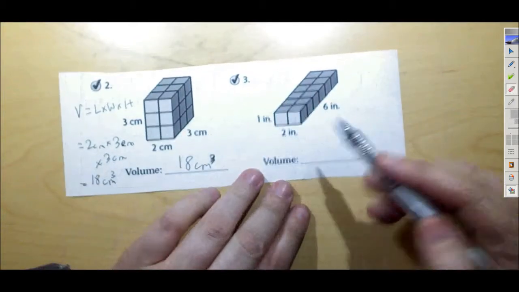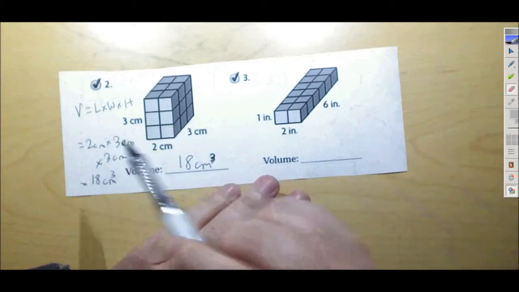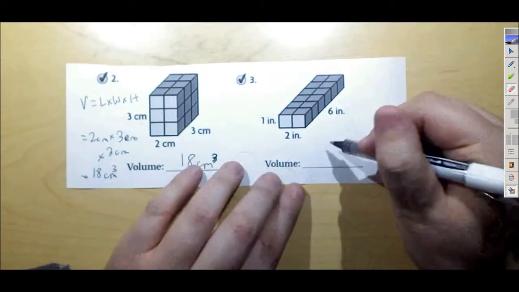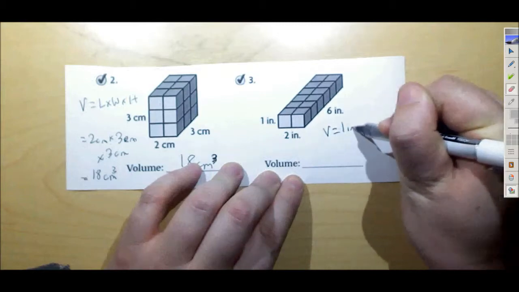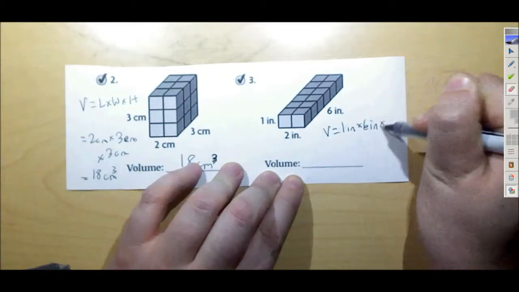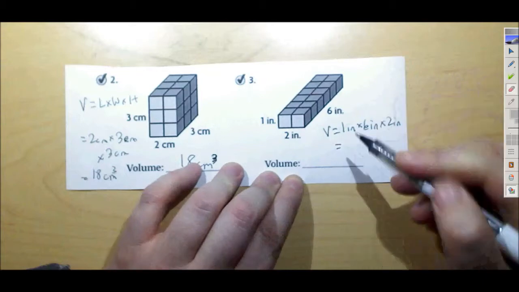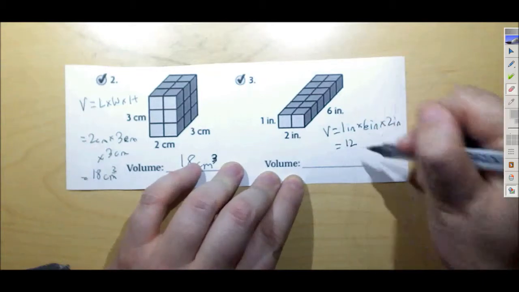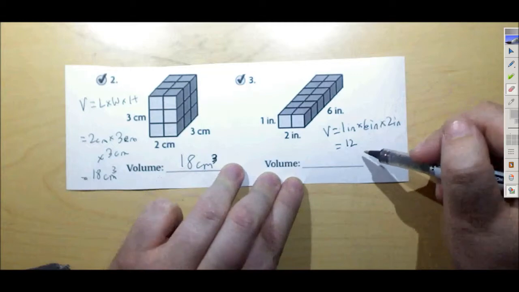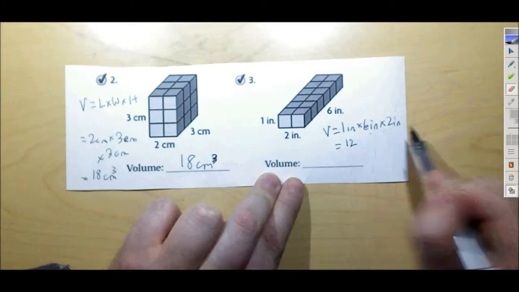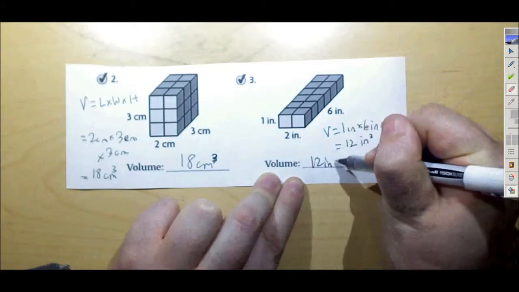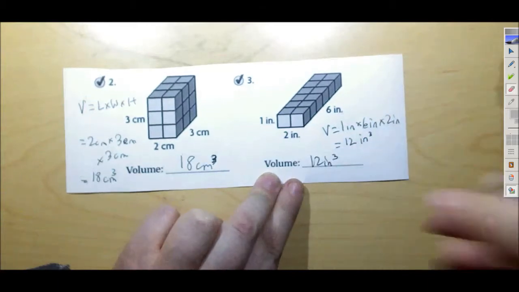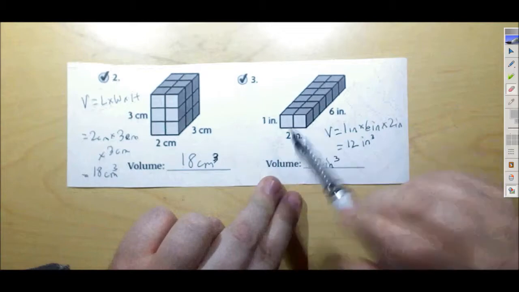Now let's calculate this one. Once again, length times width times height. And we get 1 inch times 6 inches times 2 inches. If we multiply the numbers together, 1 times 6 times 2, we get 12. And then we have inches times inches times inches. It's inches cubed, so 12 inches cubed. And so that's how you find the volume of those two.